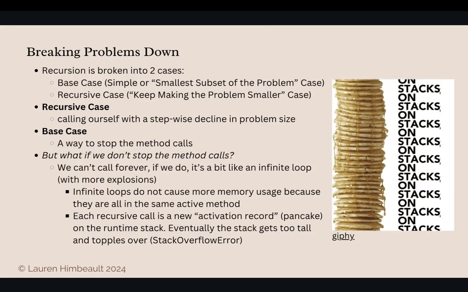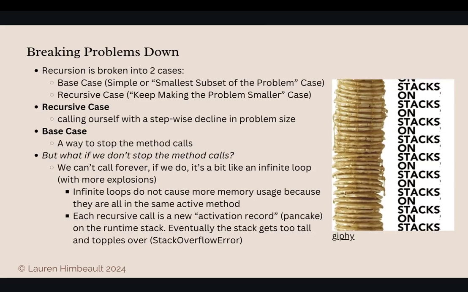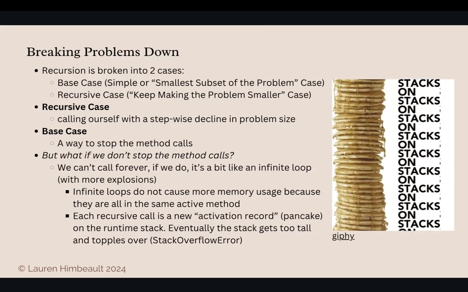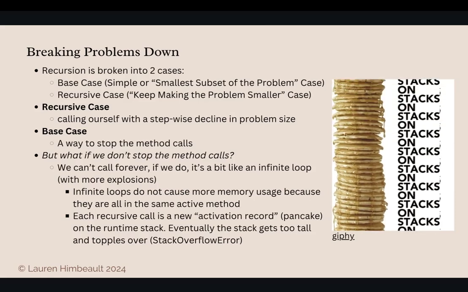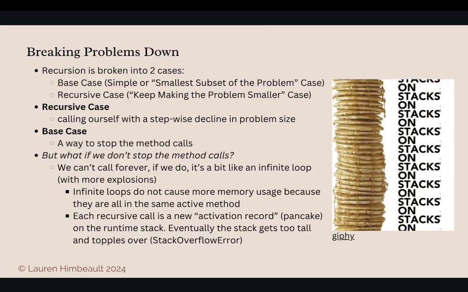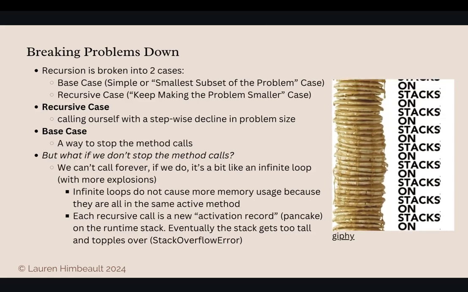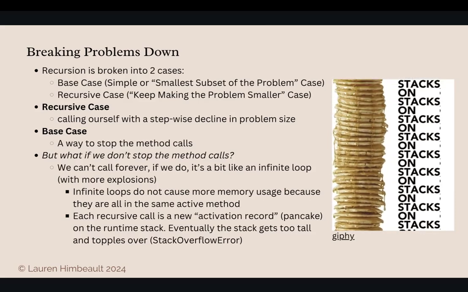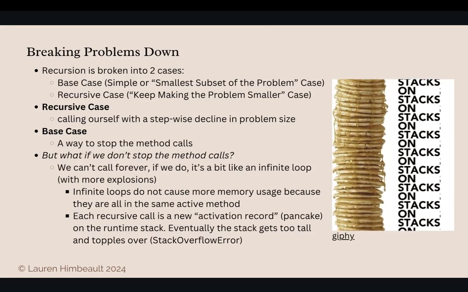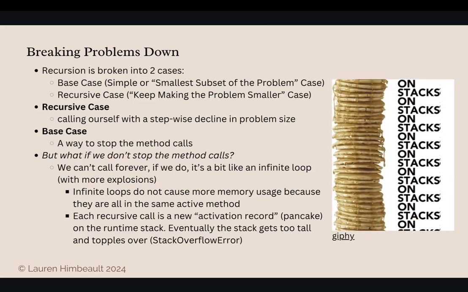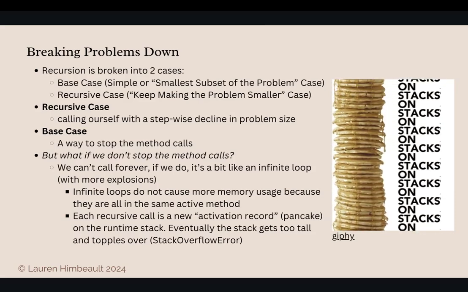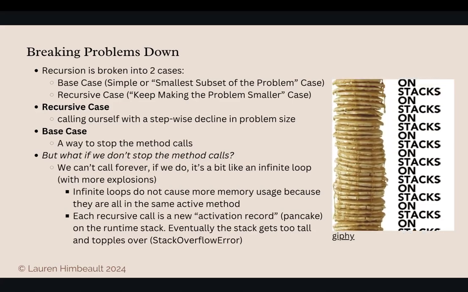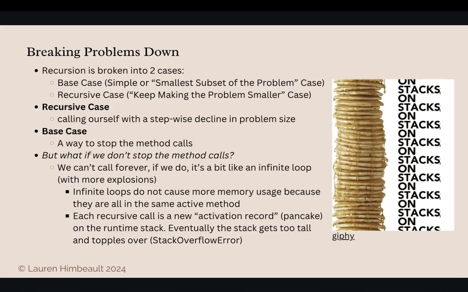That's our smallest case. And then our recursive case is calling our own method, so calling ourselves, and doing this stepwise decline into the problem space. So going from 5 to 4 to 3 to 2 to 1 to 0 until we hit our smallest subset of the problem. So our base case is a way to stop the method calls. While we're writing this code, it's really important we have some way to stop our method calls. We can't make calls forever. If we do, it's a little bit like an infinite loop. Our code won't stop, except it will, because reasons. There are more explosions when you go forever with no base case, and I'll show that code in just a moment.